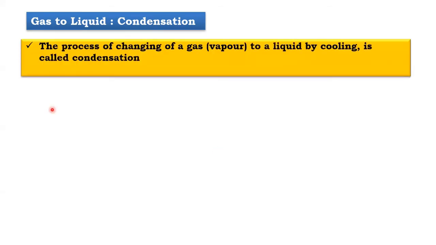Now the next thing is gases to liquids. This process is called condensation. This is the reverse process of getting converted from liquid to gas. The process of changing gas or vapor to a liquid by cooling is called condensation. What do we call it? We call it condensation, right? Whenever we have any kind of gas or vapor, if we cool it down, gases will be converted into liquid, and this process is called condensation.